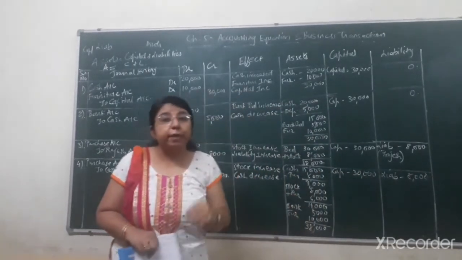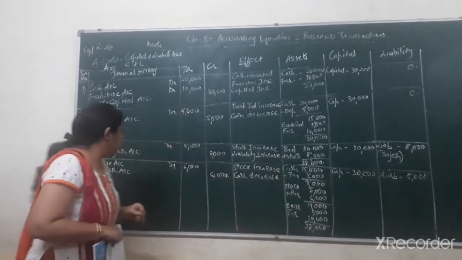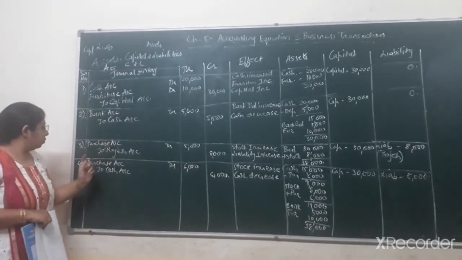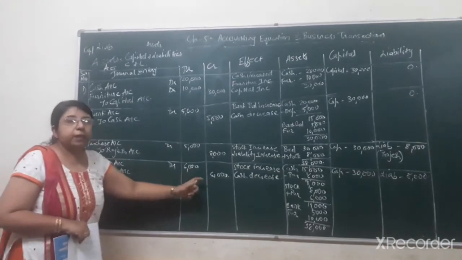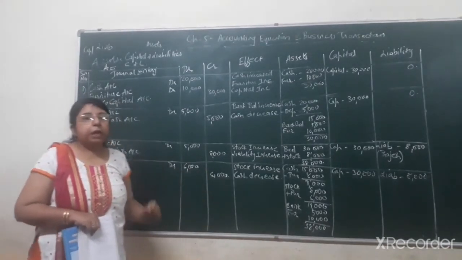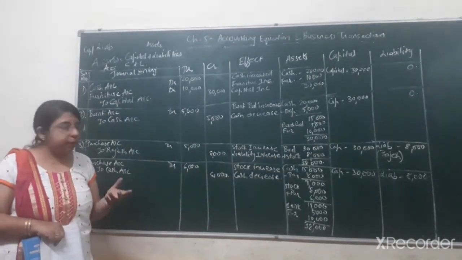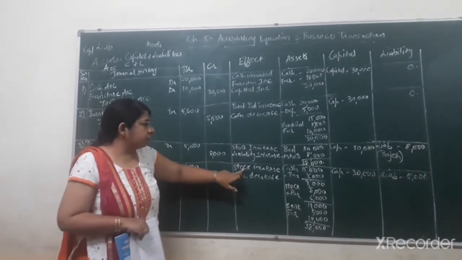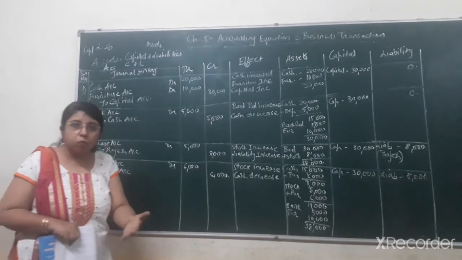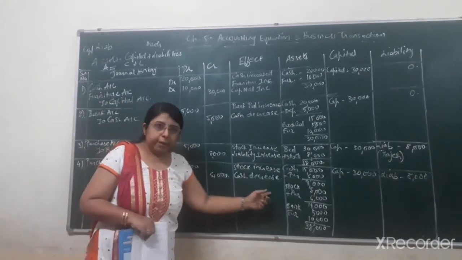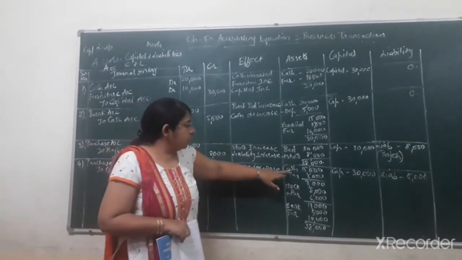Now this is a cash transaction. So the journal entry that would come: purchase account debit, cash account credit, that is 6,000. Now due to purchase, stock will increase. So you can see the effect, that is stock increase, and it is a cash transaction, so that much amount of cash goes out from the firm, so cash will decrease.